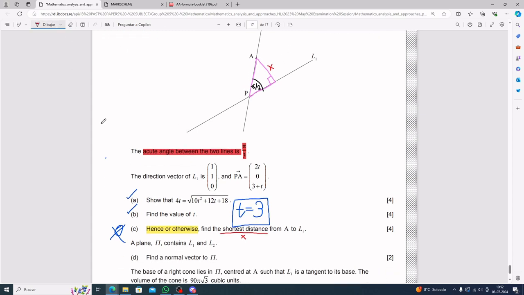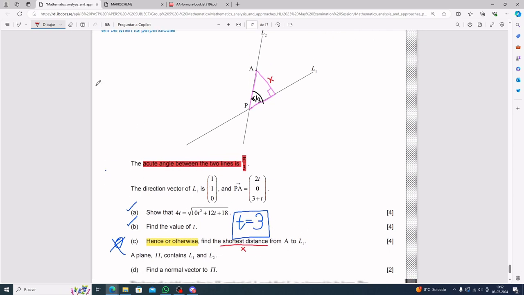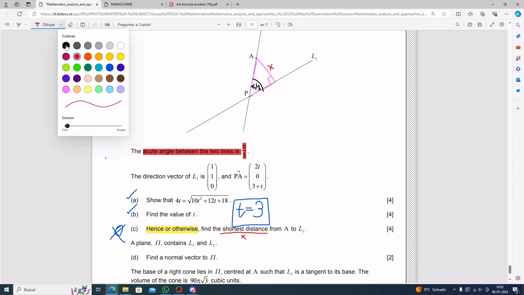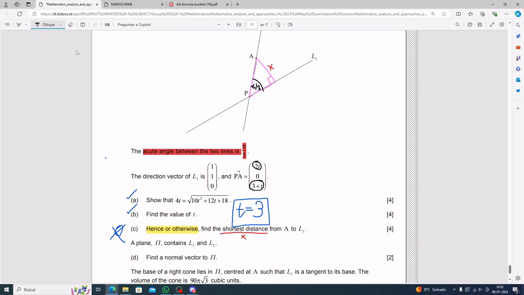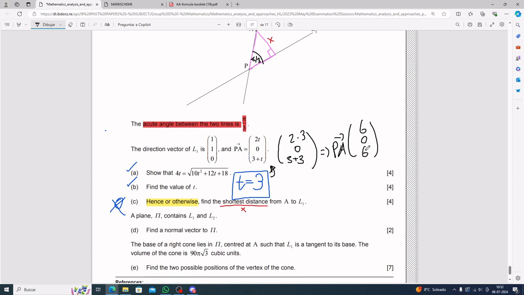Now, they did tell us that hence or otherwise, we need to find the answer, and so we need to use t equals 3. Where does t even go into our equations? T shows up there and there. So for now, let's just plug in. If you plug in t equals 3 here, you're going to end up with 2 times 3, 0, and 3 plus 3. So PA is going to be 6, 0, 6.